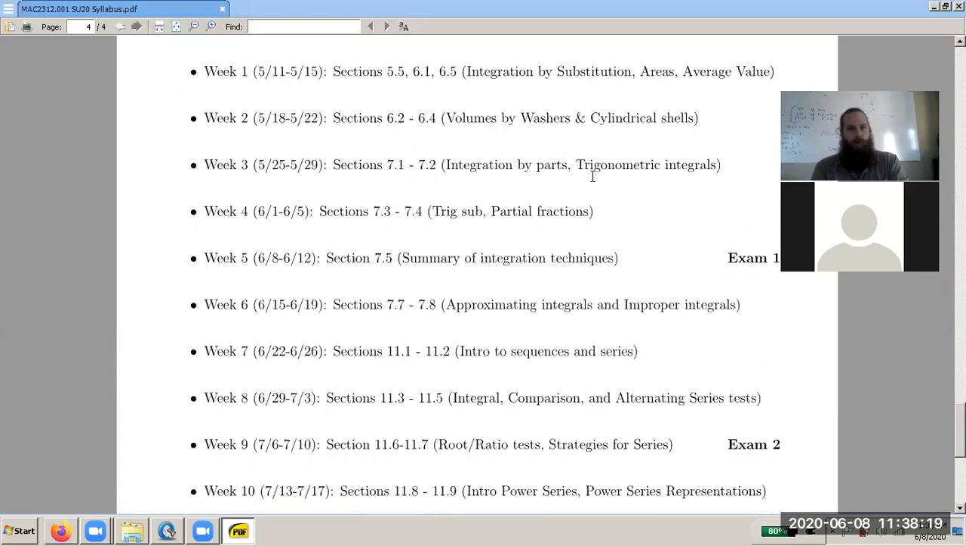So we are right about here. We're a little bit behind. That's okay. This week we're going to talk about trig sub and partial fractions, which normally would be a week 4 thing, even though we're in week 5. That's all right, because we missed the Friday and then we missed Memorial Day the week before. Section 7.5 doesn't have anything new in it. You see, section 7.5 is just a summary of integration techniques. So it's just a review of all the stuff that we did in 7.1 through 7.4.